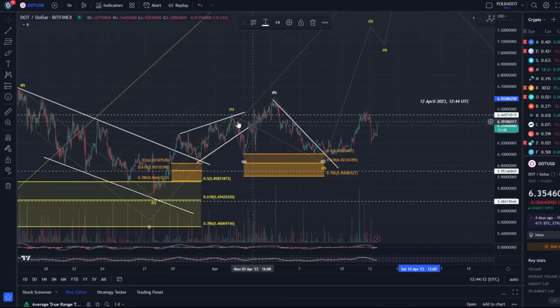It needs to move above this wave 1 high and stay there, because if this was a wave 1, a leading diagonal, we came down in A, overshooting B wave, C wave down. As long as we're holding 590, this is bullish in my opinion. But for confirmation that we're now in this yellow third wave, we need a break above 645 for DOT.